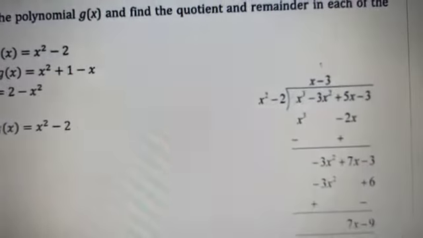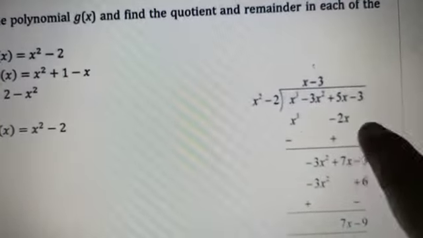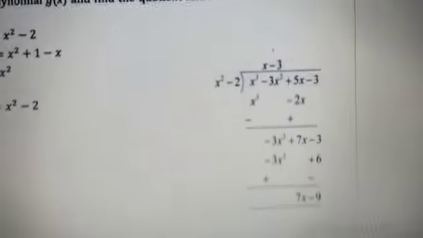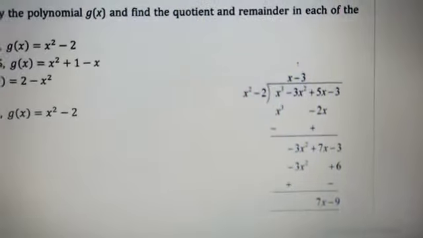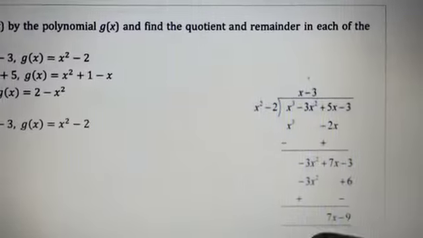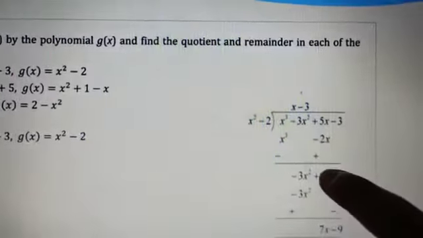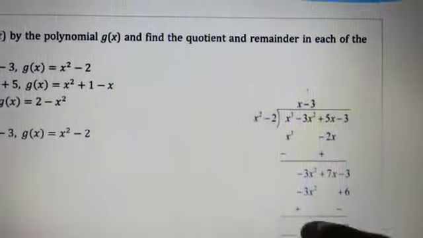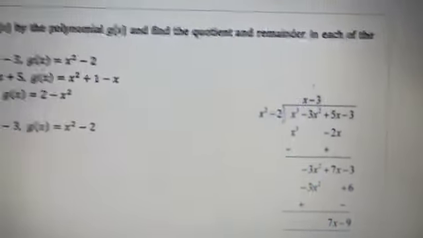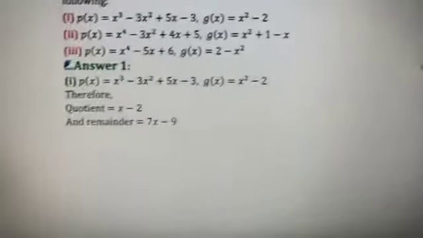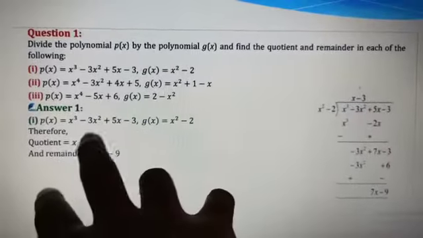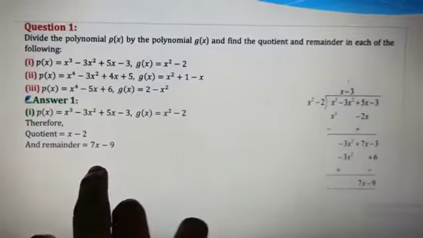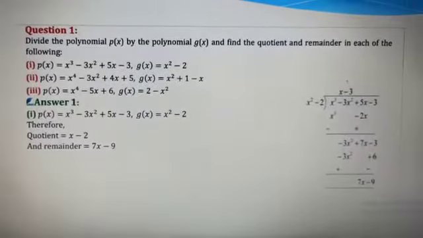x cube minus x cube cancels to 0. 5x plus 2x is 7x, and bring down everything else. Then x square into which term will give me minus 3x square? x square into minus 3. So minus 3x square plus 7x plus 6. Solve, you get the remainder 7x minus 9. So the quotient will be what is written on top, x minus 3. There's a mistake here students, it's x minus 3, and remainder is 7x minus 9.